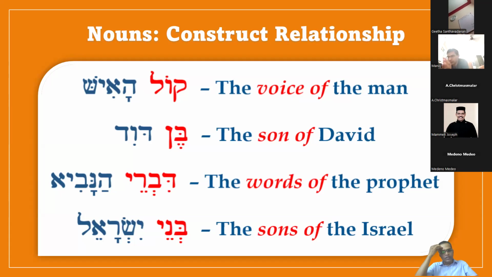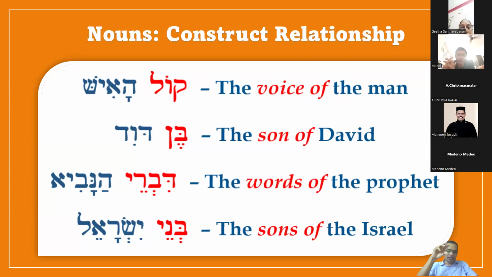So, the voice of the man. In the case of David, it is a proper noun. So the proper noun will not carry a definite article, but it is implied. Okay, sir. Thank you. That is why it is shown in the translation. The son of David.